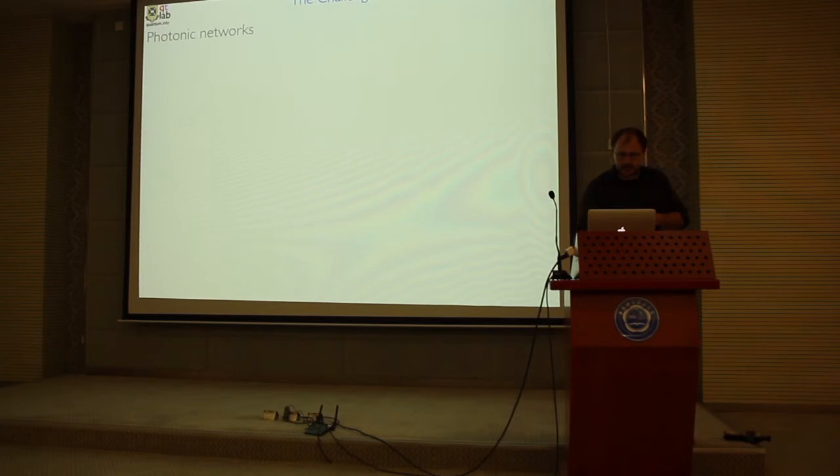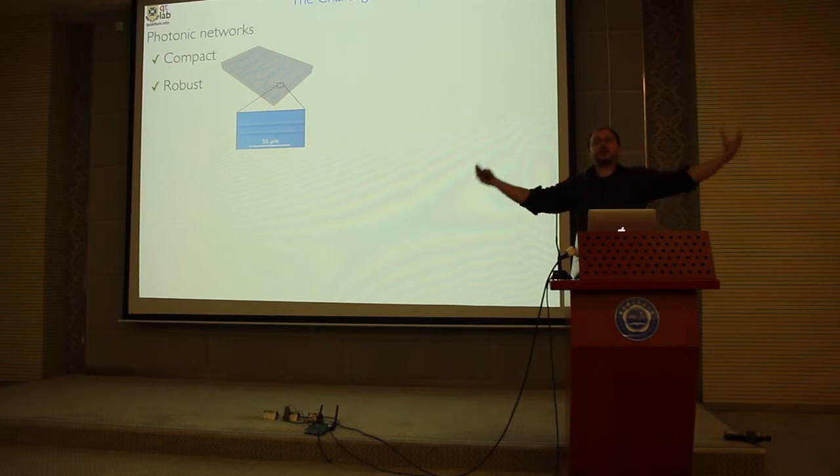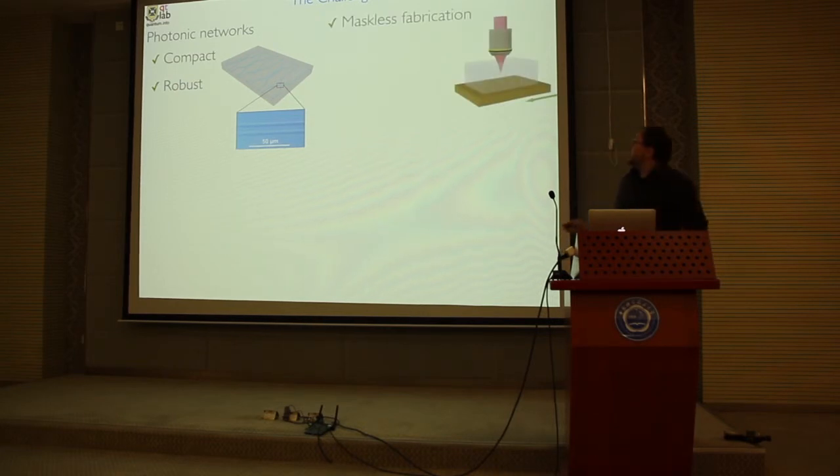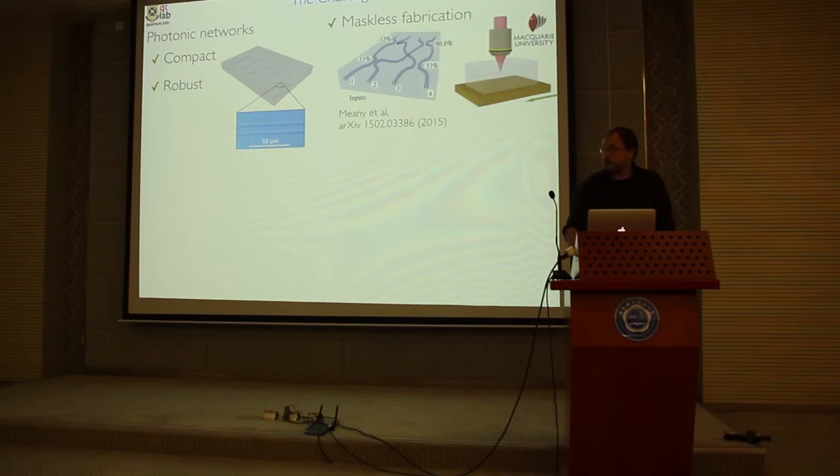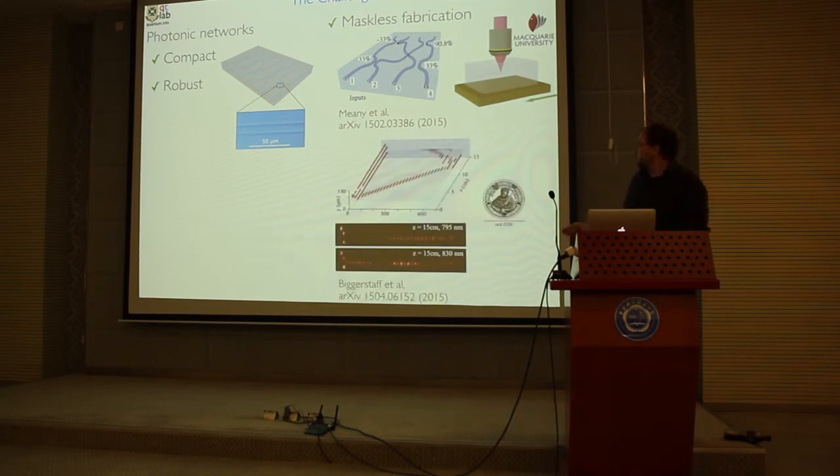Photonic networks, you want them to be compact. For example, for boson sampling, if it's a large network, I don't want it taking up a whole optical table. You want it to be robust, so I don't have to actively lock it. One technique that groups all over the world have been using is maskless fabrication, groups in Germany, Italy, and Australia. You come in with a laser, you write your circuit into a block. We've just recently tried making an entangling gate with that, the group at Macquarie. And Matthew will talk tomorrow about some work we did with Alex Amwite's group.